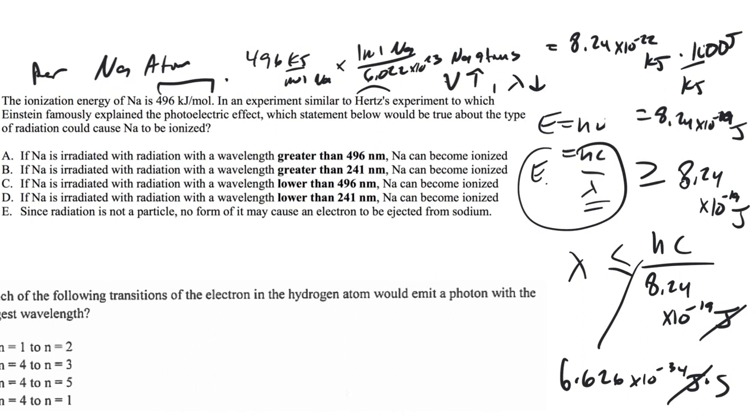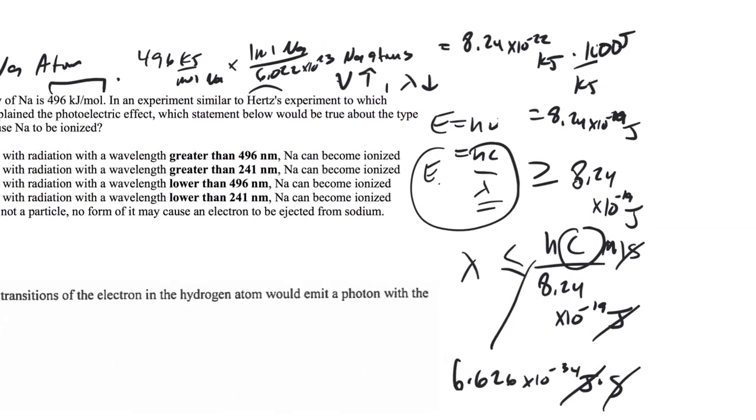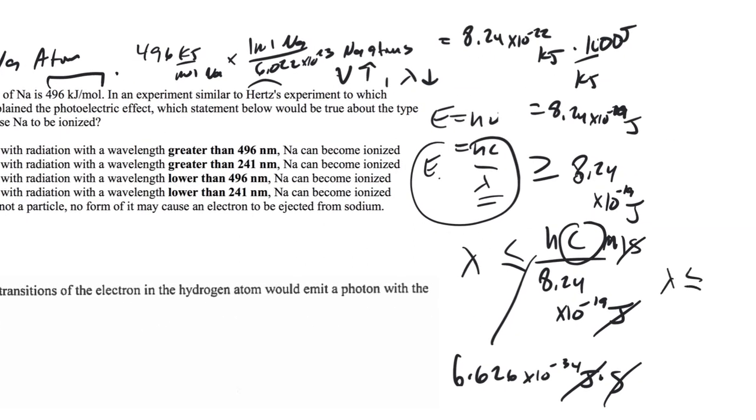So we go 6.626 times 10 to the minus 34, and then times the speed of light, so times 2.998 times 10 to the 8, which I think we all know, but again, just multiply by the speed of light, meters per second. So the meters per second cancel here, and then we get our wavelength out in units of meters. So we get that our wavelength has to be less than or equal to 2.41 times 10 to the minus 7 meters.